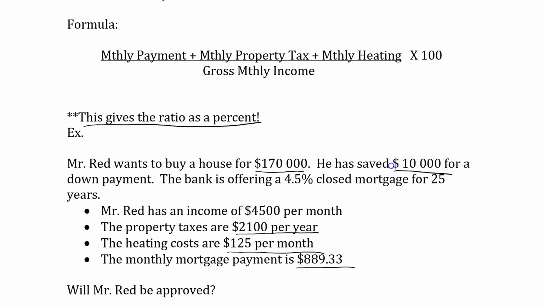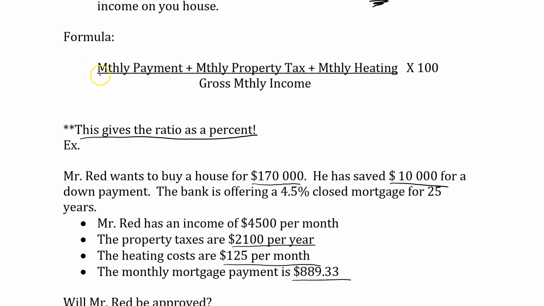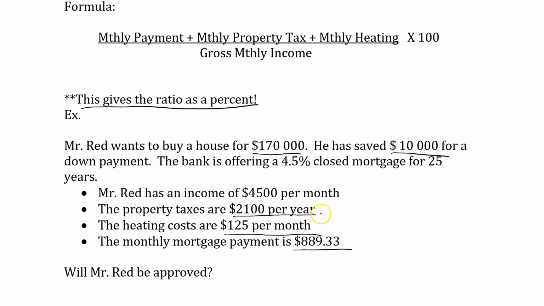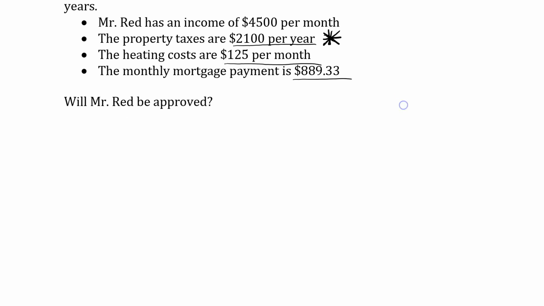So what we need to do is look at our formula here. We say monthly payment, okay, that's monthly mortgage payment, plus monthly property tax, plus monthly heating, divided by gross monthly income, multiply it by 100. Now there is just a little bit of work to do, because we're noticing that the property taxes are given by year. In general, that's what they are given. So we need to figure out what the monthly portion of that property tax is. What do we need to divide by, folks? You got it, 12.